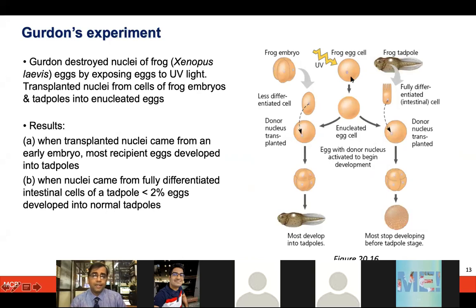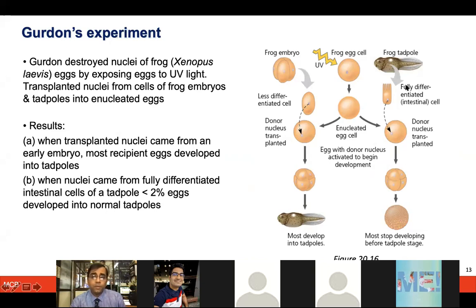In 1952 or so, he did that experiment, and he showed that from a frog egg cell, when you destroy the nucleus with ultraviolet light, that becomes an enucleated egg cell. And now, if you take the nucleus from a less differentiated early embryonic stage cell and put that in this particular egg cell, which is enucleated, it can result in very good success of the cloning, with a lot of tadpoles being formed.